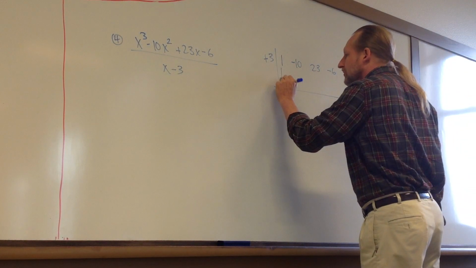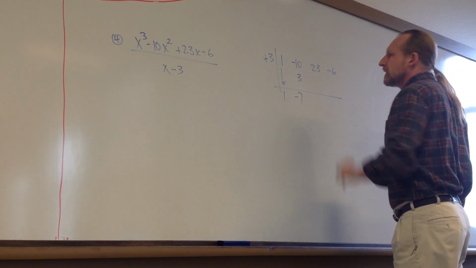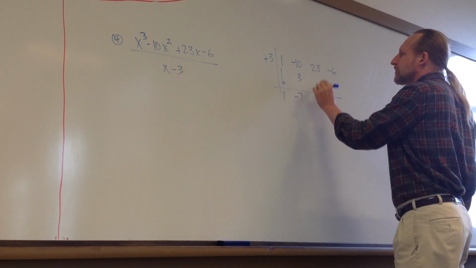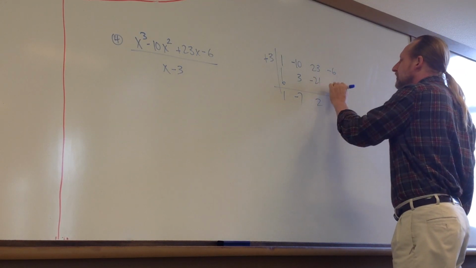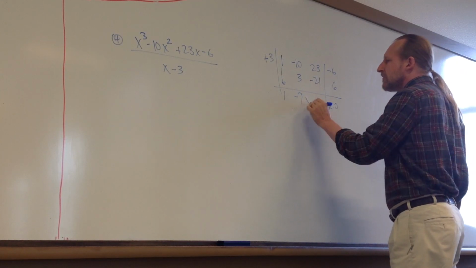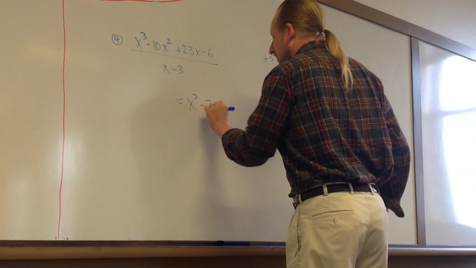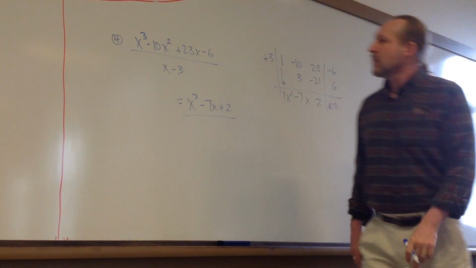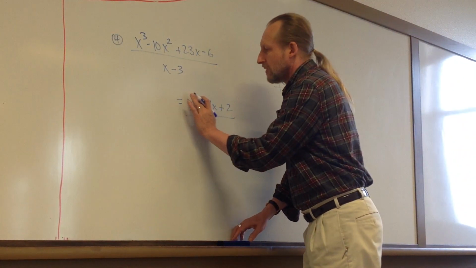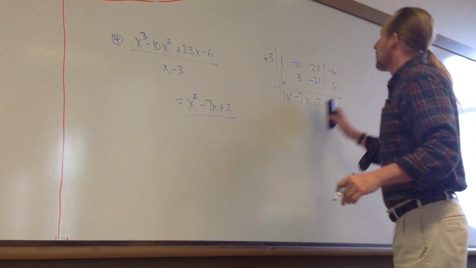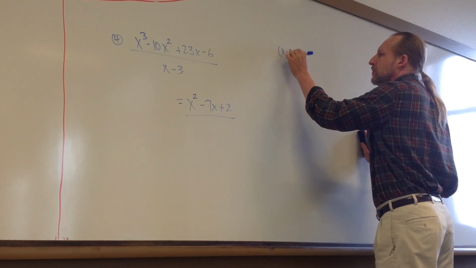This coefficient comes straight down. 1 times 3 is 3. Negative 10 and 3 is negative 7. Negative 7 times 3 is negative 21. 23 minus 21 is 2. 2 times 3 is 6. And this divides in evenly again. And our answer here, x squared minus 7x plus 2. And you can always double check your answer by multiplying this times this and seeing, oh, do we get what we're looking for? I'll go ahead and check this one. I won't do this for every problem.